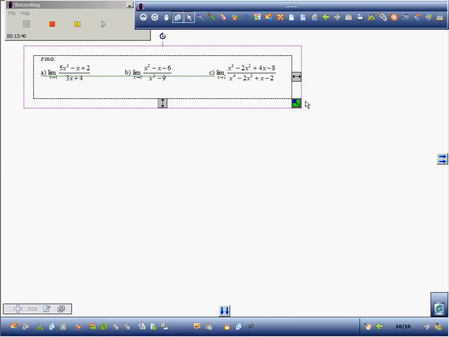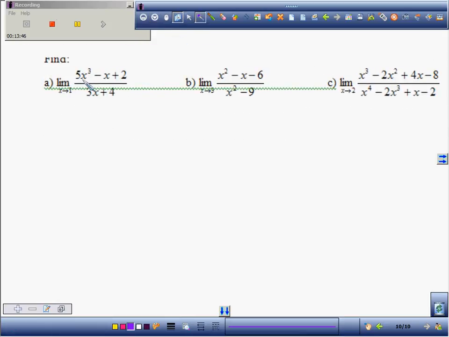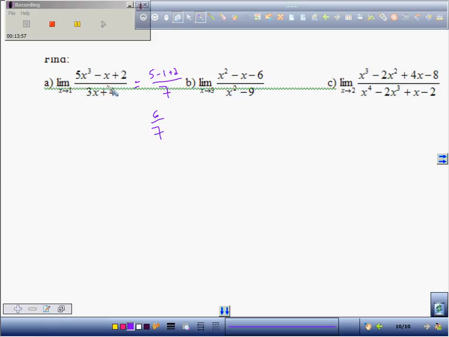Like this one right here, if you plug in a 1, that's okay. I get 5 minus 1 plus 2 over 7, which is 6/7. So that works fine, okay? However, if I try to do this one and I plug in a 3 in there, I get 9 minus 3 minus 6 over 9 minus 9, which is 0 over 0, which is undefined or indeterminate. You can't tell anything from that.